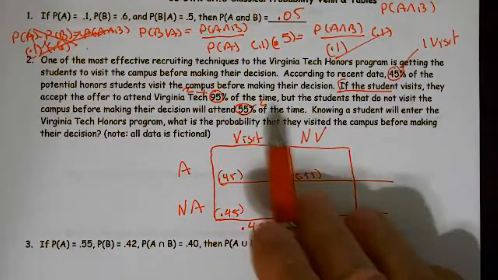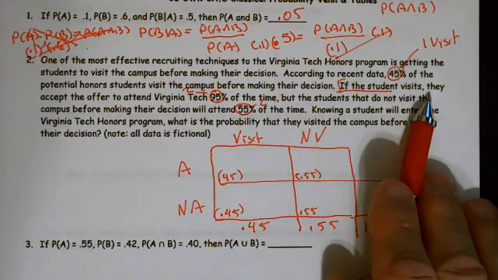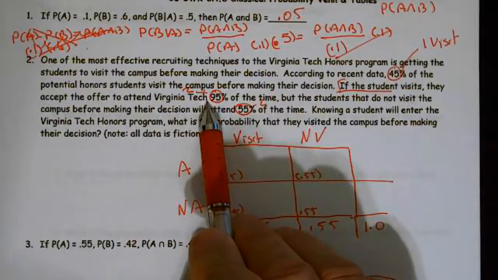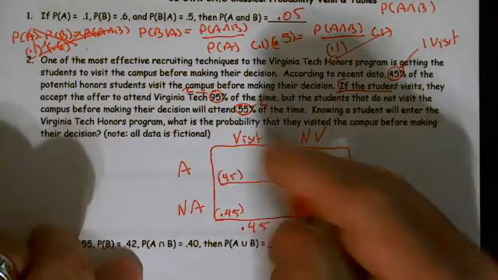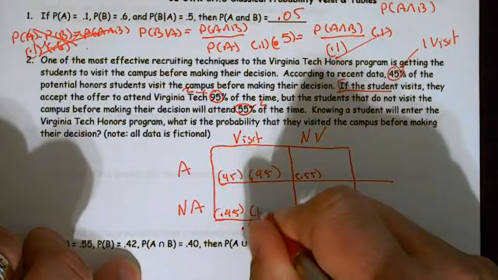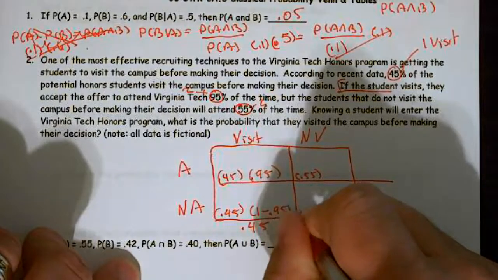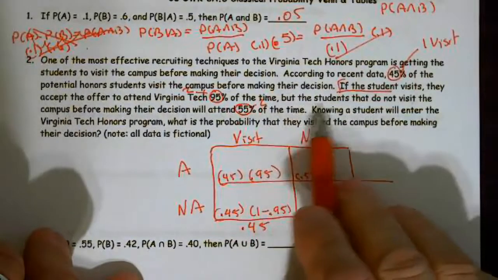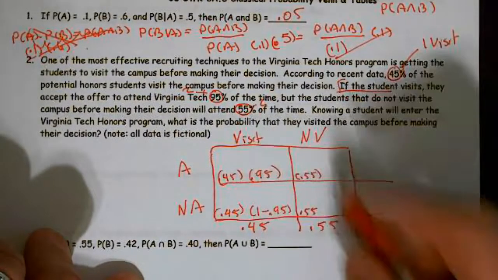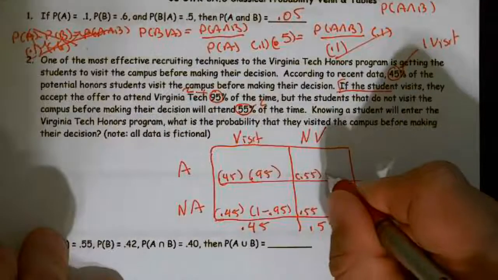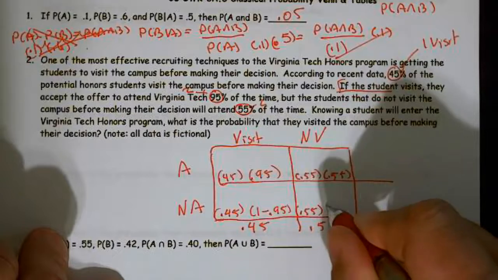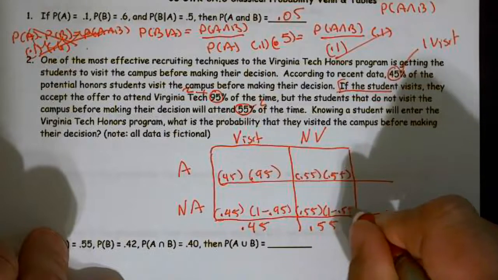So let's look at the first. If the student visits, so we're looking here in the visit column, the offer they will attend 95% of the time. So this is going to be 0.95. And this is 1 minus 0.95. The next one, the students that do not visit will attend 55% of the time. Well, guess what? So we get another 55 written right here. And this will be 1 minus 0.55.